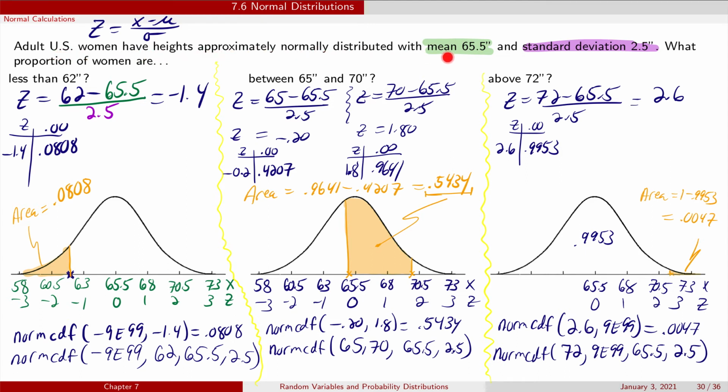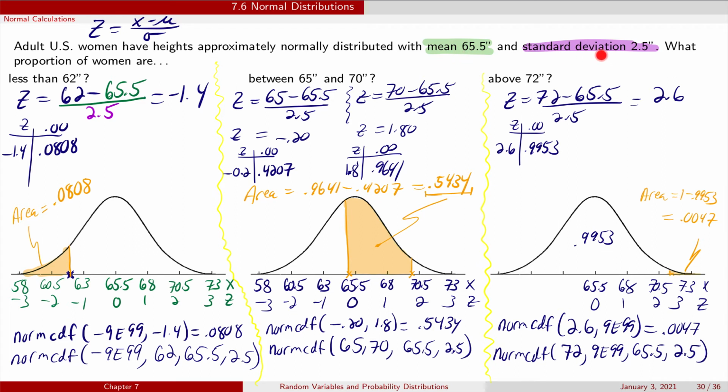Women have heights that are approximately normally distributed with a mean of 65.5 and a standard deviation of 2.5. The reason why that would be important is imagine that you are in charge of purchasing clothes, maybe for adults, and you want to know exactly what proportion of people would be in the small size range or the medium size range or the large size range.